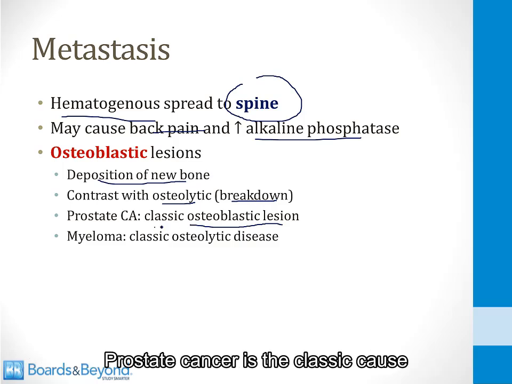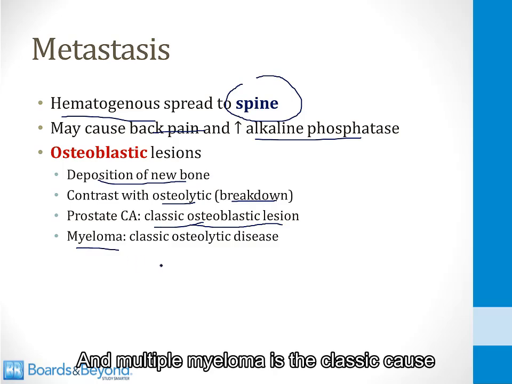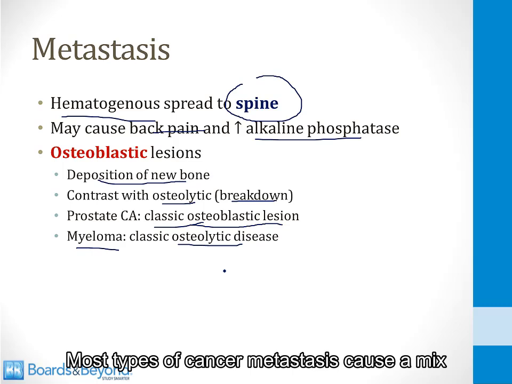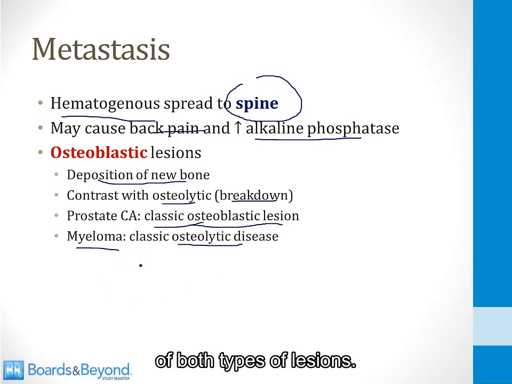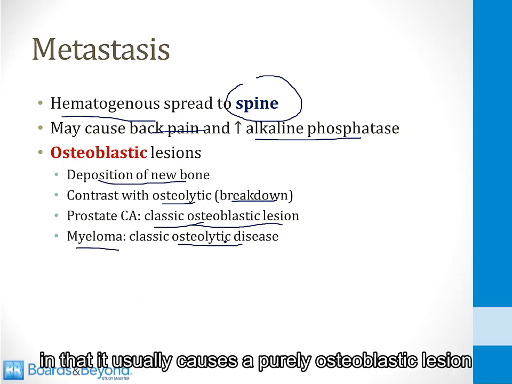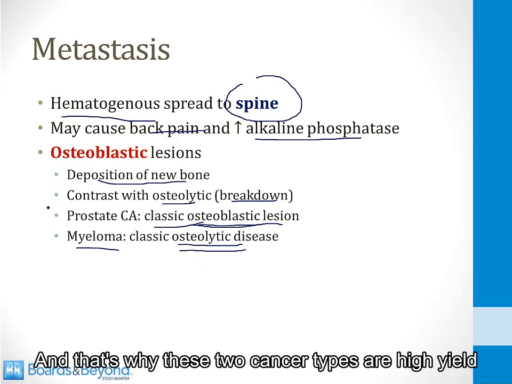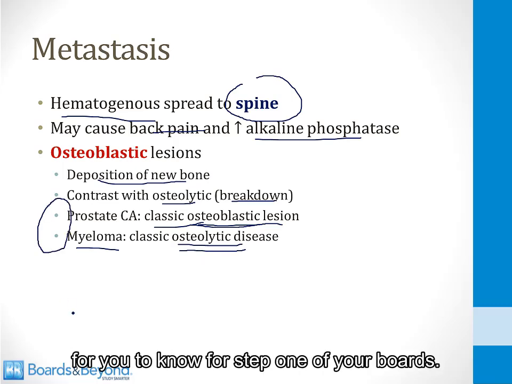Prostate cancer is the classic cause of an osteoblastic bone lesion, and multiple myeloma is the classic cause of an osteolytic lesion. Most types of cancer metastases cause a mix of both types of lesions. Prostate cancer is special in that it usually causes a purely osteoblastic lesion, and multiple myeloma usually causes a purely osteolytic lesion, and that's why these two cancer types are high yield for you to know for Step 1 of your boards.